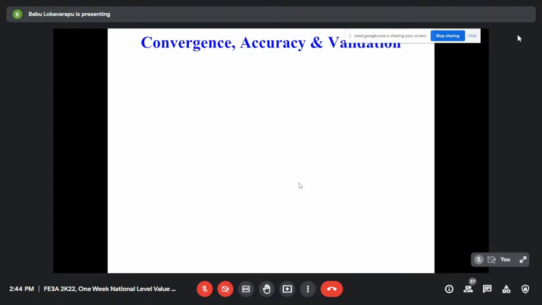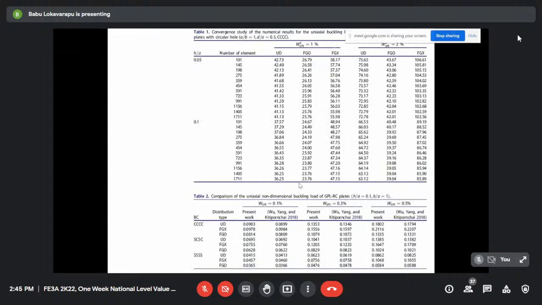If you try to solve a problem using ANSYS without validation, it is not accepted. Without convergence, it is not acceptable. You need to do the proper validation, because whatever you do, you'll get something. But you should know whether it is valid or not by doing this. So the first thing you should do is the convergence.